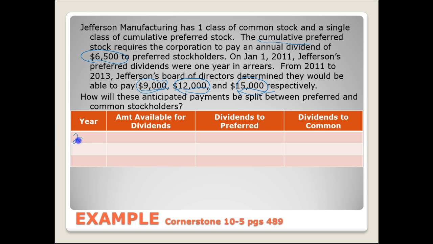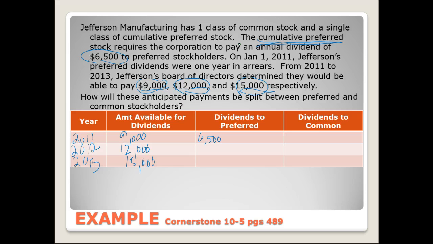So, how are they going to split those up? Well, let's look at the years. 2011, 2012, 2013. We know there's going to be $9,000 available to pay dividends in this year, $12,000 in this year, $15,000 in this year. How much in dividends will they pay to their preferred shareholders at the end of 2011? Well, they at least have to pay $6,500, right? Because these are cumulative preferred, and preferred stock always comes with the current preference, meaning preferred shareholders must be paid in the current year before common shareholders can be paid.